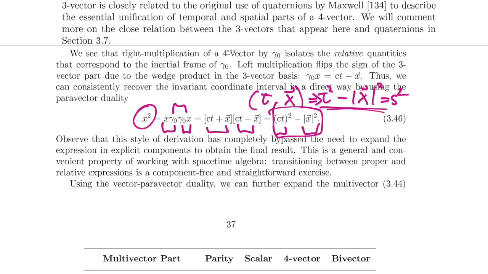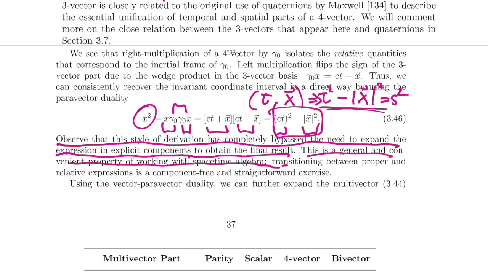I do think they kind of overstate the next part, though. I'm not so good with this stuff yet that I can say they overstate it. But observe that this style of derivation has completely bypassed the need to expand the expression in explicit components to obtain the final result. This is a general and convenient property of working in the space-time algebra. Transitioning between proper and relative expressions is a component-free and straightforward exercise.